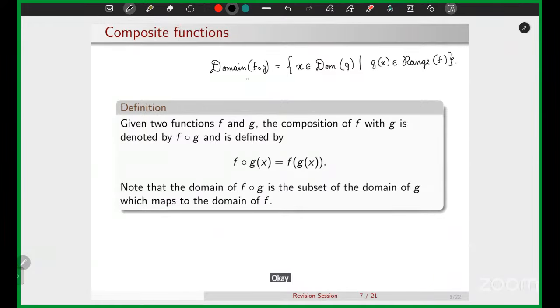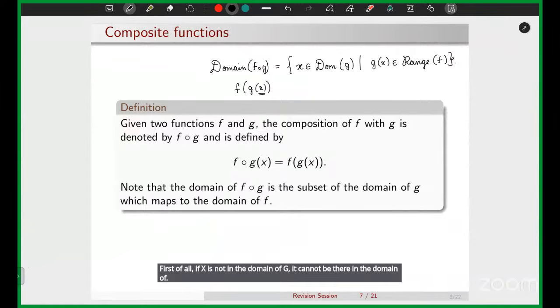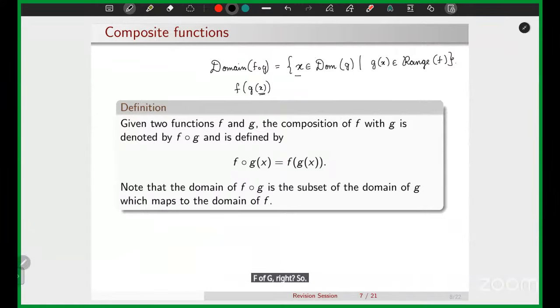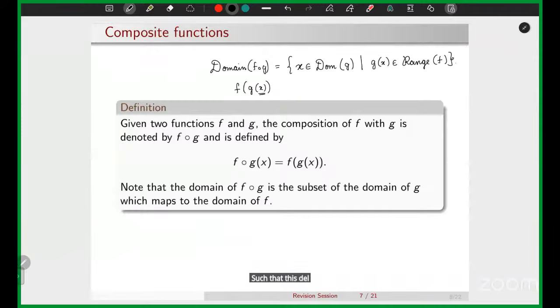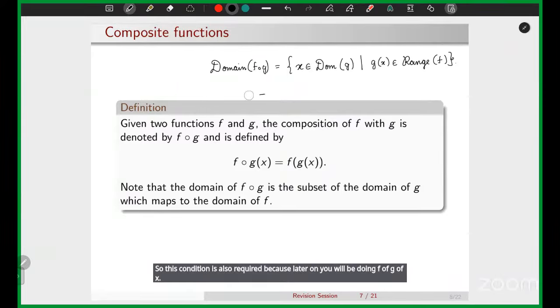Okay, so what is the domain of f of g of x? So when I want to do f of g of x, first of all, if x is not in the domain of g, it cannot be there in the domain of f of g, right? So this is the set of points which belong to the domain of g, such that g of x belongs to the range of f. So this condition is also required because later on you'll be doing f of g of x. Let's take an example.